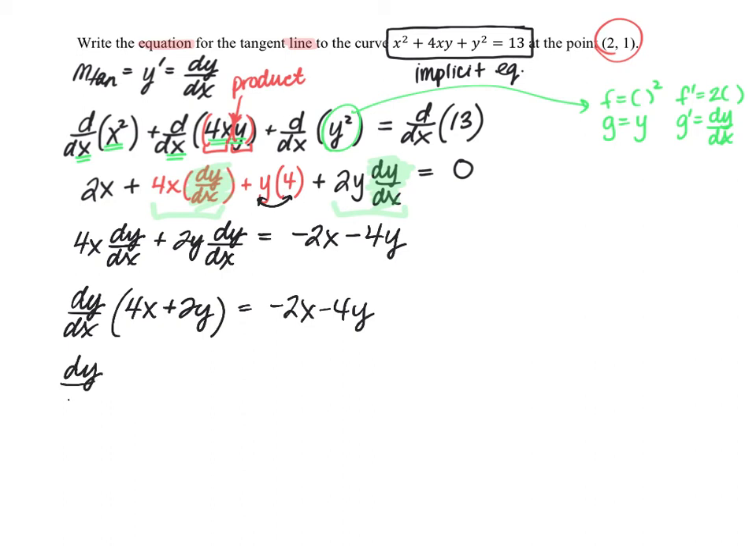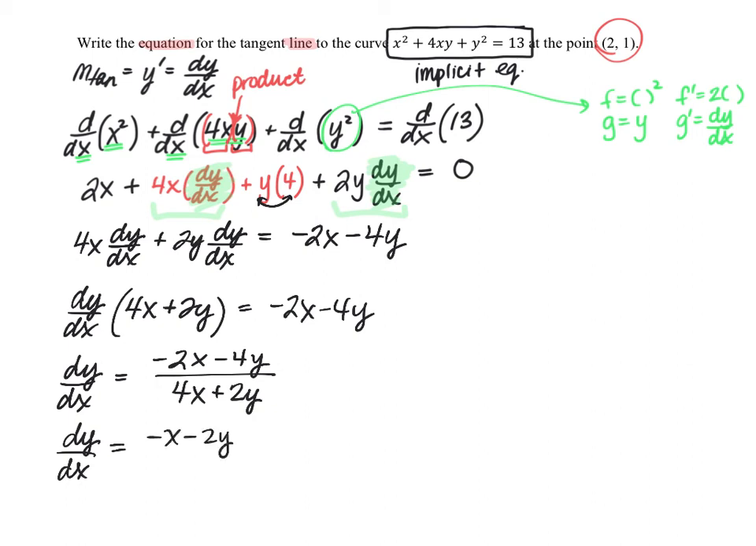Which then allows me finally to divide. So now we have negative 2x minus 4y, all divided by 4x plus 2y. And it turns out every term is divisible by 2 here, so we could go ahead and divide everything by 2 and simplify a little bit further. Negative x minus 2y divided by 2x plus y is what I have right now for dy/dx. Now remember, this represents the slope of the tangent line at any point on the curve, and we want the slope specifically at the point (2, 1).